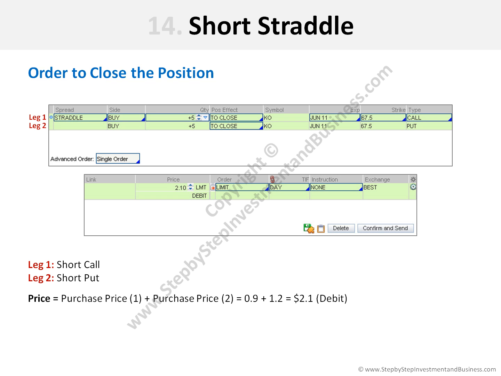On the other hand, here is an example of the order we must enter to close the position. It is an order with 2 legs. Leg number 1 consists of buying the calls we had sold. Leg number 2 consists of buying the puts we had sold. The entered price is given by the sum of the purchase prices of the call and the put. In this case, 0.9 plus 1.2, which is equal to $2.1. This is the money expressed per share that will be debited from our account when the order is filled.